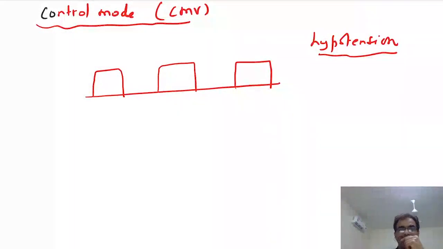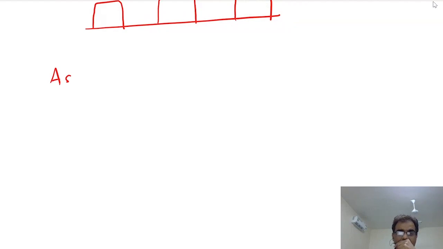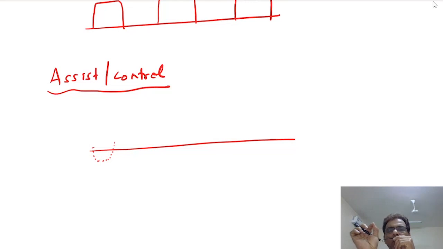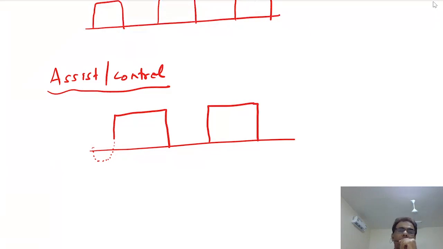Then assist control. As the name suggests, here the ventilator can assist the patient's spontaneous breath as well as deliver its own breath. So in assist control, say this is a patient's spontaneous breath, but it is very low volume. This will be assisted by the ventilator to a desired tidal volume, and the ventilator can also deliver the control breath if required. Say the patient's respiratory rate is 5 and you have set a ventilatory rate of 10 breaths. What will the ventilator do? It will assist those 5 breaths and the remaining 5 breaths it will deliver in control mode.